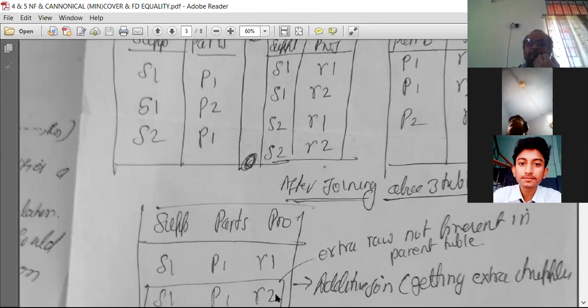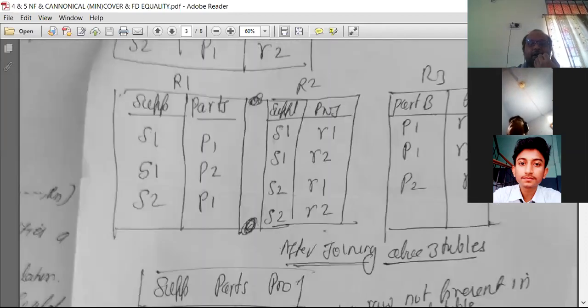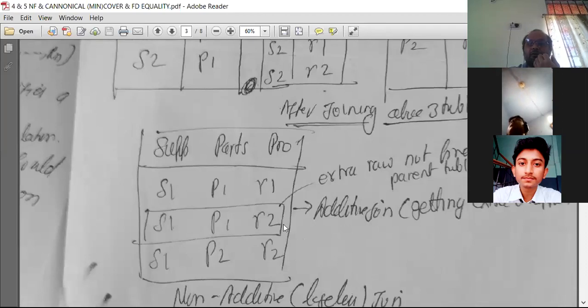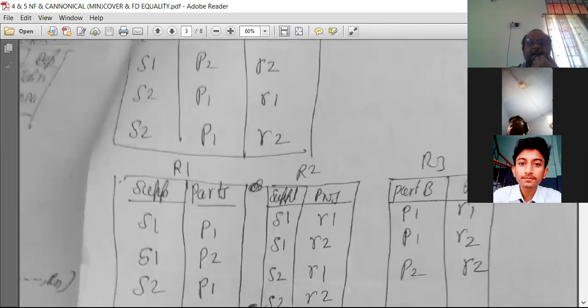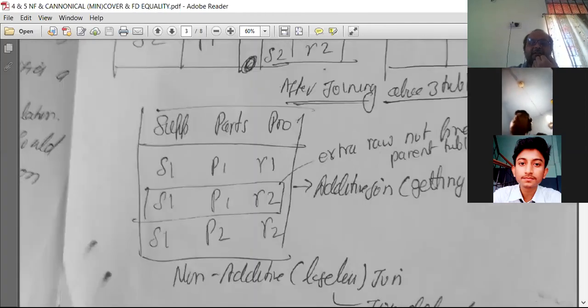It is an additive join. In the original table, there was no S1 P1 R2, but I got S1 P1 R2 after joining these 3 tables. So an additional row came in. That means it is a lossy join decomposition, not a lossless join decomposition. That means it is not in 5NF.